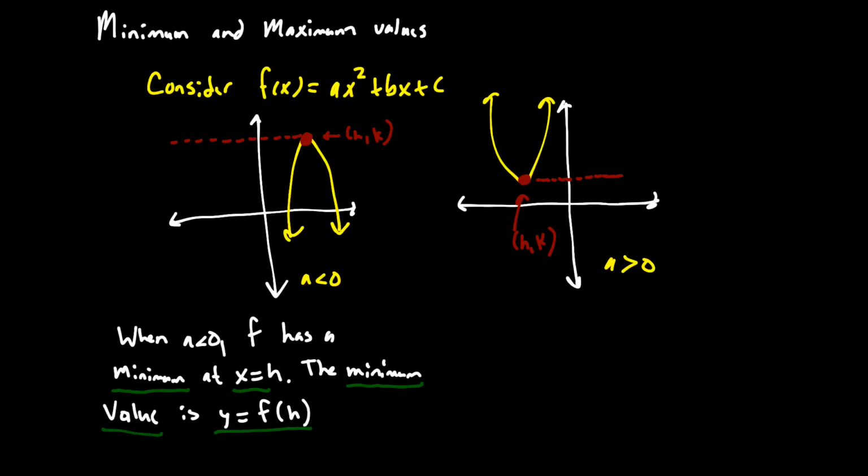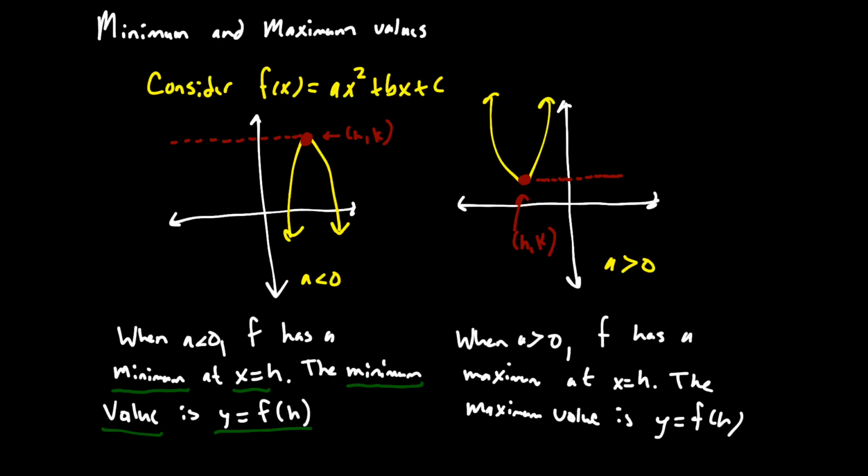By very similar logic, when we have that a is greater than 0, f has a maximum at x is equal to h, and then we say we have a max value at y is equal to f evaluated at h. Let me again point out the difference. We say that the function has a maximum at the x value, and we say that it has a maximum value at the y value.